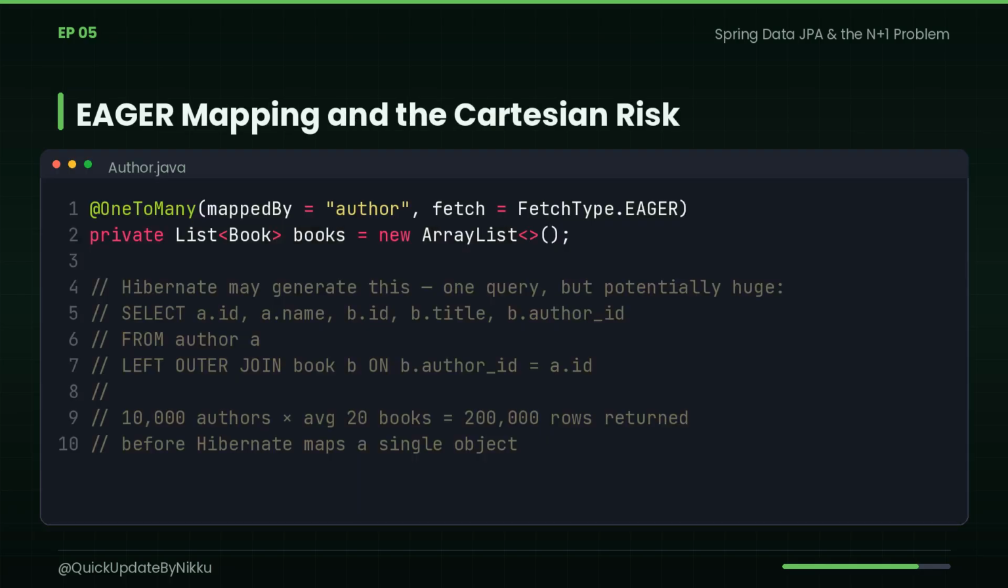Even when Hibernate does collapse N+1 into a single join, eager mapping can produce a result set with hundreds of thousands of rows for modest data volumes. The Cartesian product grows multiplicatively, and for large datasets this single query can be measurably slower than the N+1 it was meant to replace. Lazy is the safe default precisely because it gives you control.